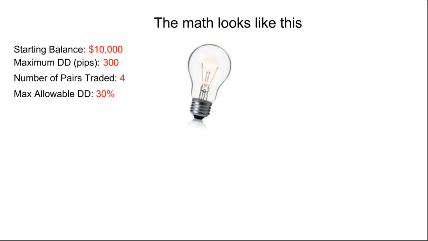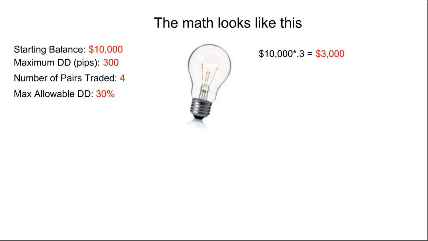But for the purposes of our argument, we're going to look at this and say, okay, $10,000 account, 300 pip drawdown, trading 4 pairs, maximum allowable drawdown of 30%. This is a definition that I make. Now, in order to figure out what the maximum drawdown is, because I'm saying I've got a maximum drawdown of 30%, take 10,000, divide it by 30, you get $3,000. So the maximum drawdown in dollars that I can take is $3,000.